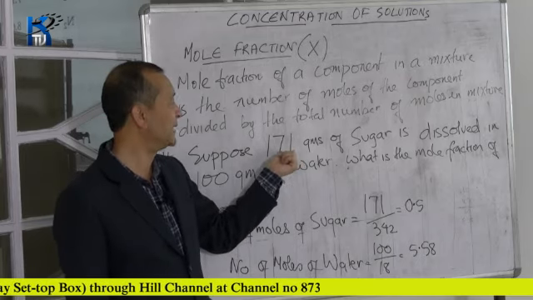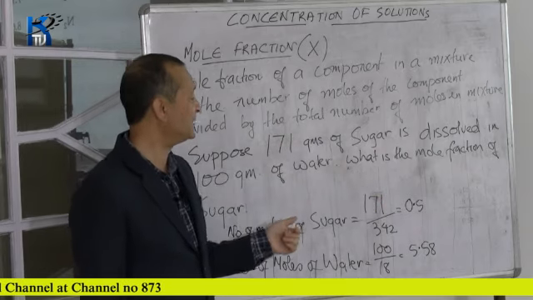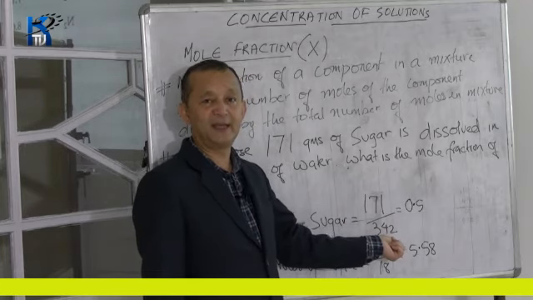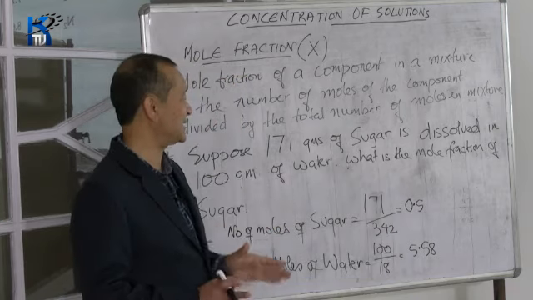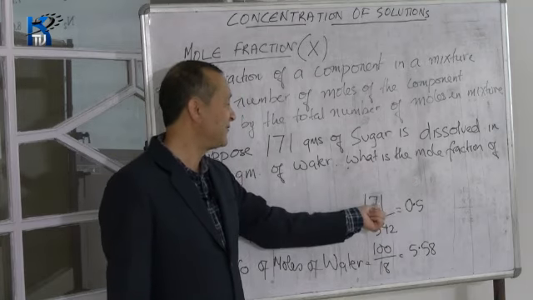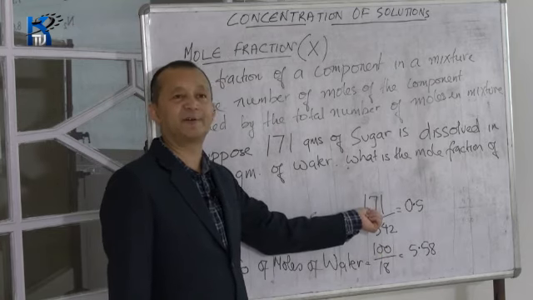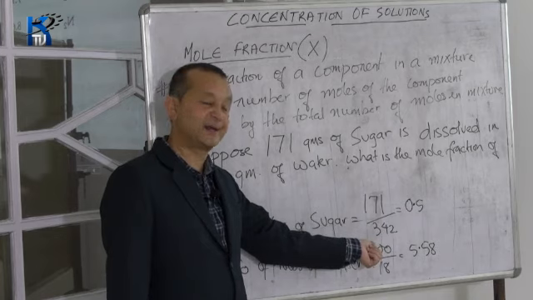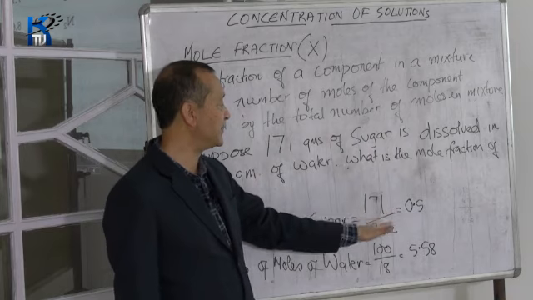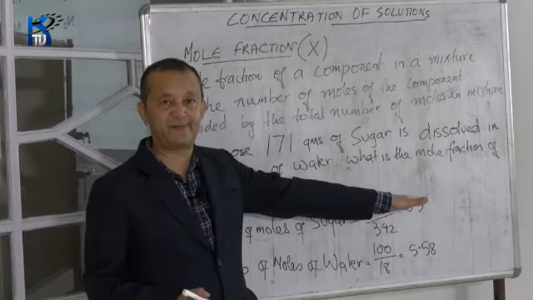So the quantity of sugar is 171, and the molecular weight of sugar is 342. This was also discussed in the last lesson. To find the number of moles, we divide the weight by the molecular weight. If you divide the weight of a substance by its molecular weight, you get the number of moles of that substance. So 171 divided by 342, the answer is 0.5. So the number of moles of sugar is 0.5.